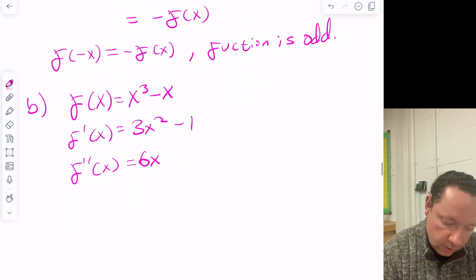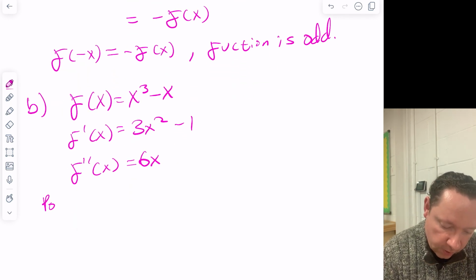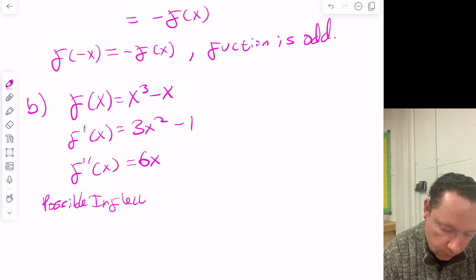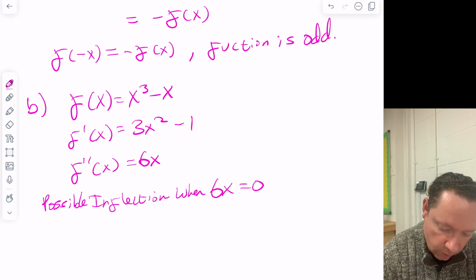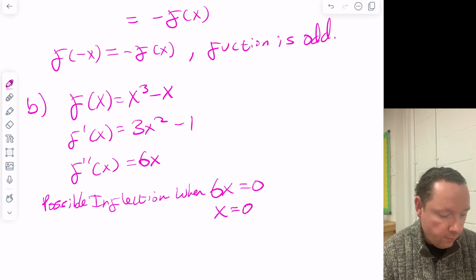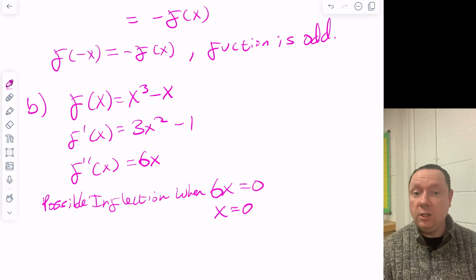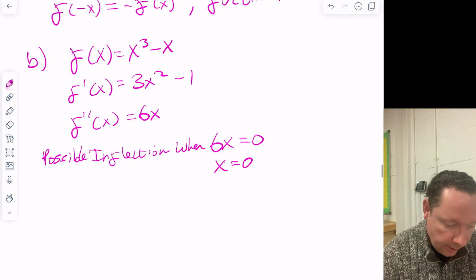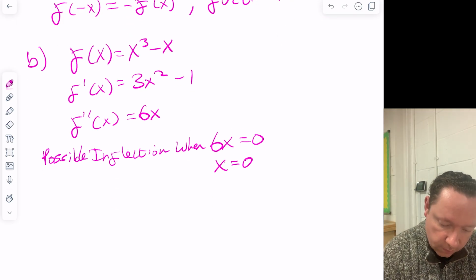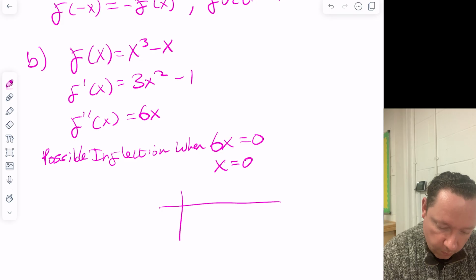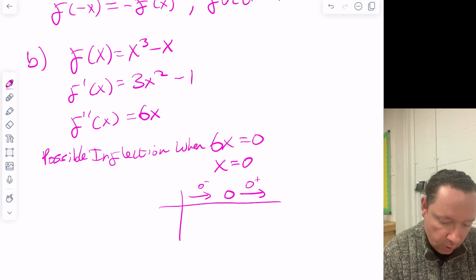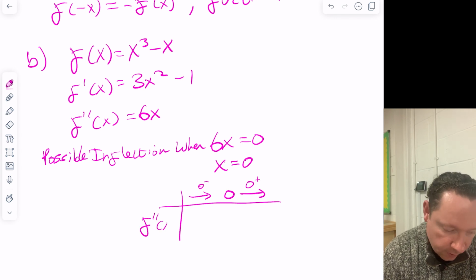So possible inflection when 6x equals 0, so x equals 0. And then we can just examine whether there is a change in concavity or not by drawing a little table for ourselves. So we're going to go along, either side of 0. So as we approach, in other words, 0 minus, 0 plus, we're looking at the second derivative here.